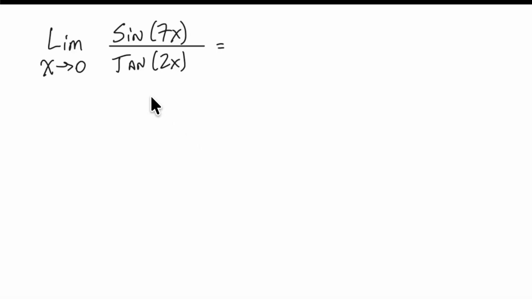For this limit, we're going to try to invoke the big 5 limit with x going to 0 of sine of the argument over the argument, or the argument over the sine of the argument going to 1. So let's first convert tangent to sines and cosines. So on the top we're going to have sine of 7x, and then the tangent is normally sine over cosine. That's going to become cosine over sine. So we're going to have cosine 2x over sine of 2x.